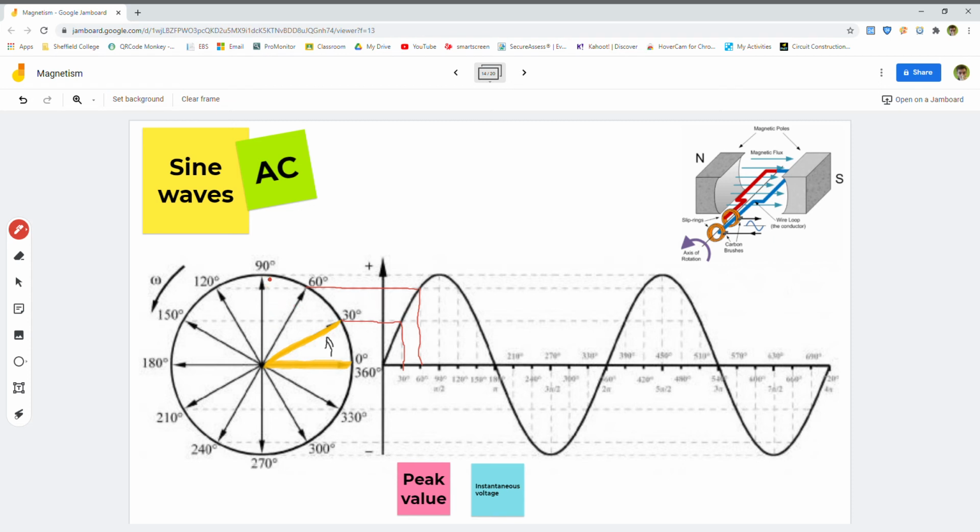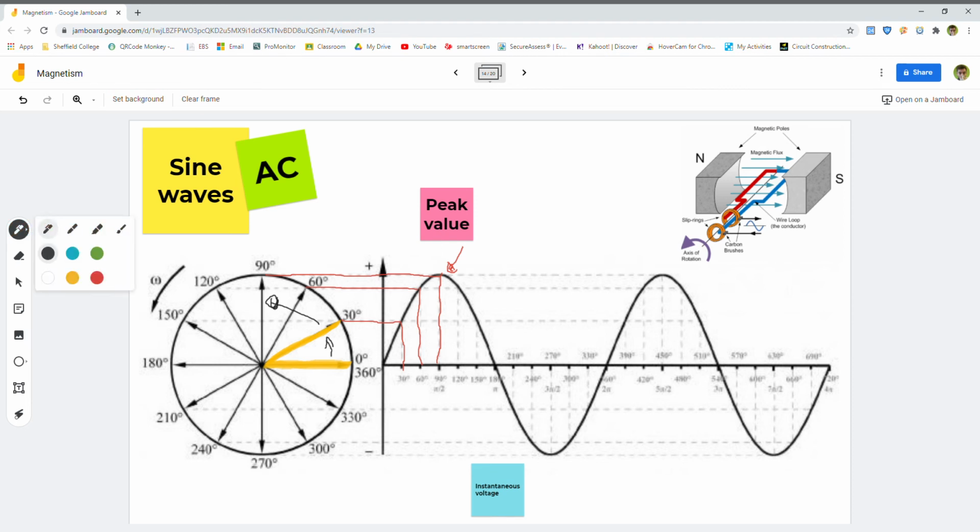When it gets to the top at 90 degrees, it's achieved the maximum number of cuts. So it's now travelled all the way from there, and done the maximum number of cuts, which is the 90 degrees that we want. So then we have reached our maximum voltage. Another term for maximum voltage is peak voltage. So when we've got that 90 degrees, it's our peak voltage. This will continue to spin around, and as it does, it will continue to get plotted on this graph.